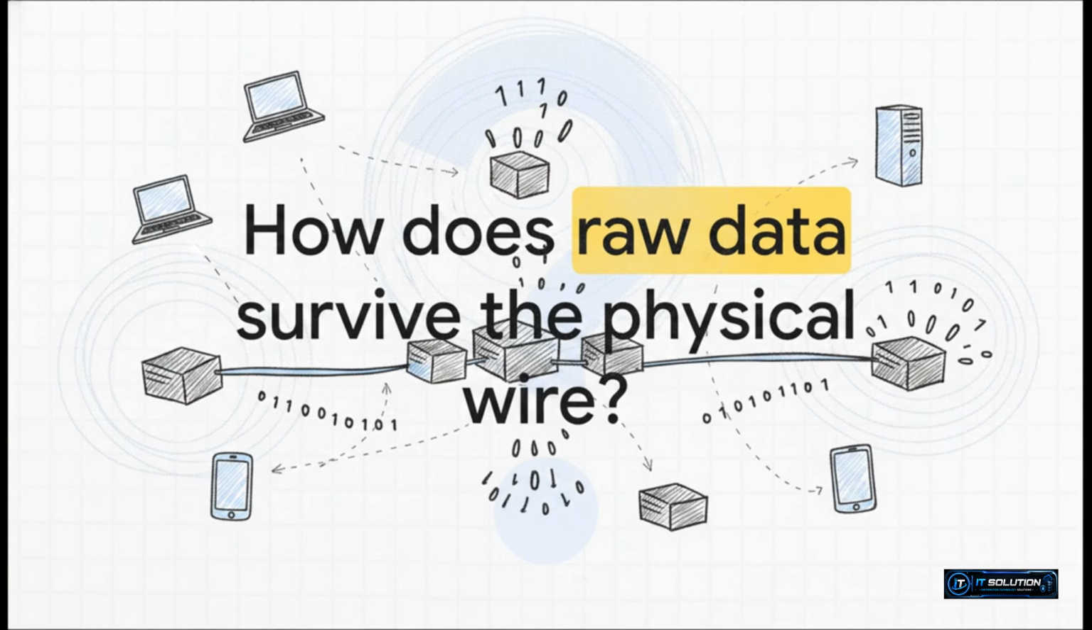Just think about the sheer, mind-boggling scale of the internet for a second. We've got billions of devices connected all at once. How in the world do all those raw ones and zeros not just violently crash into each other in the total chaos of a busy network? How does raw data actually survive that journey across a physical copper wire or flying through the air? The answer is literally all in the invisible rules of Layer 2.